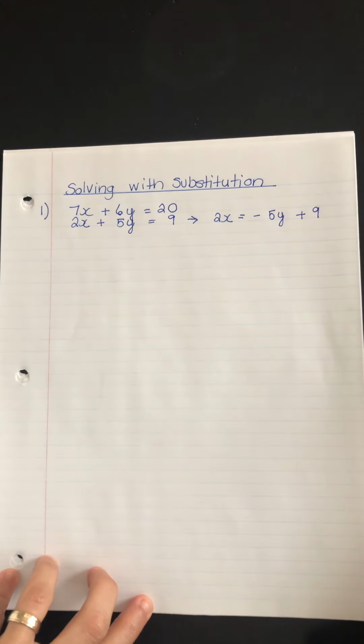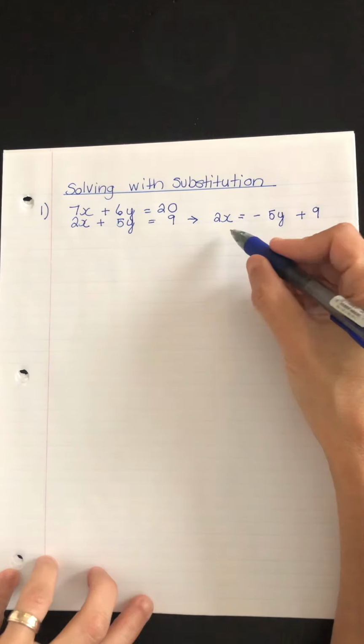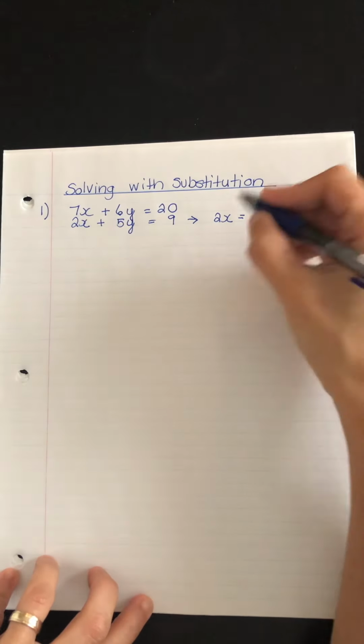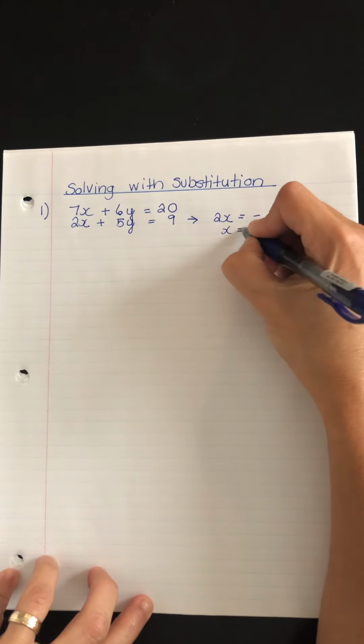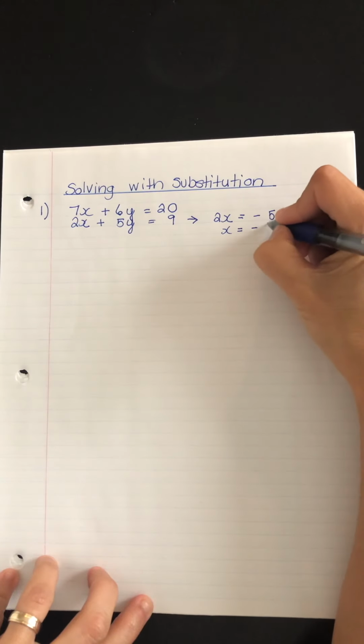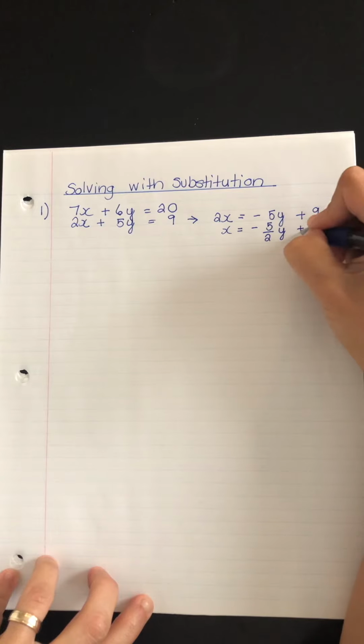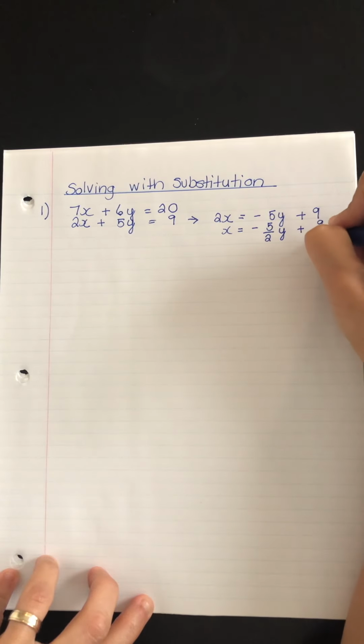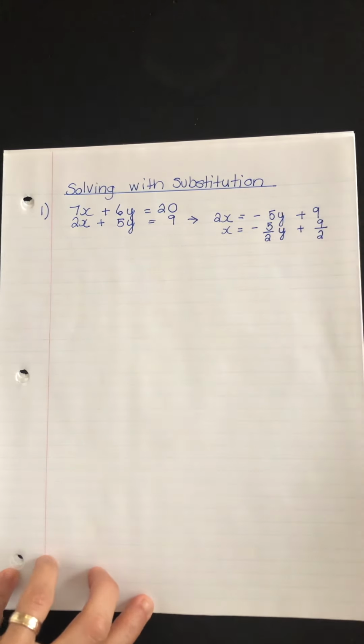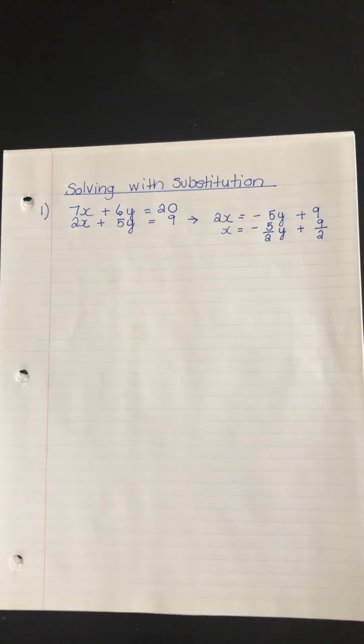So then what is x equal to? x is found by dividing by 2. So we will write negative 5 over 2 y and positive 9 over 2, just like this. Okay, so if you were doing decimals, this would say negative 2.5y plus 4.5. Okay, we've now used up that second equation.